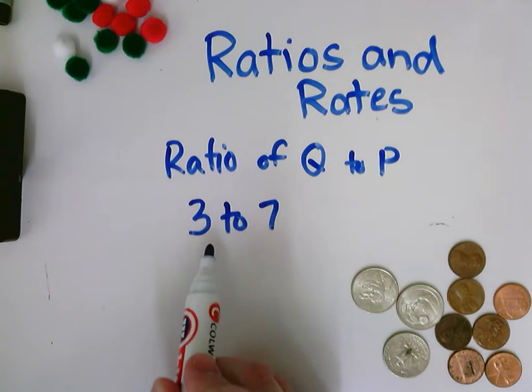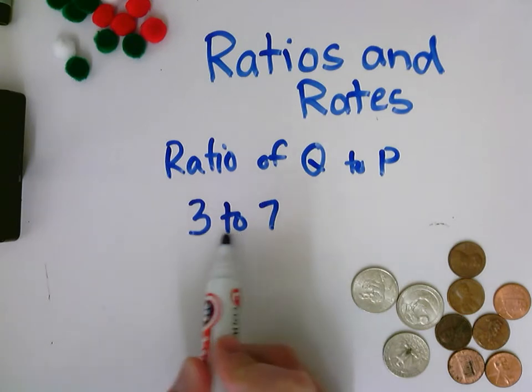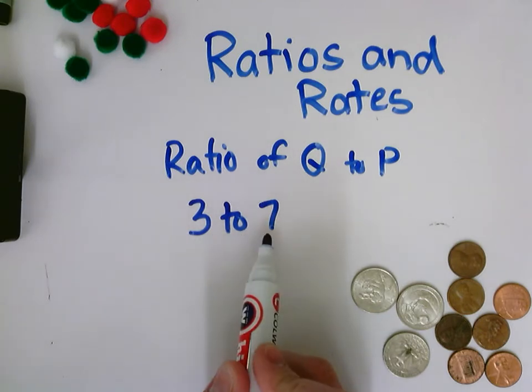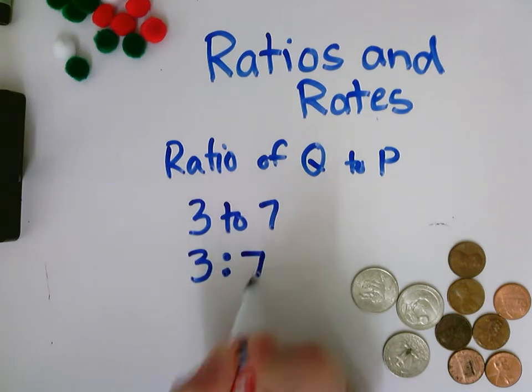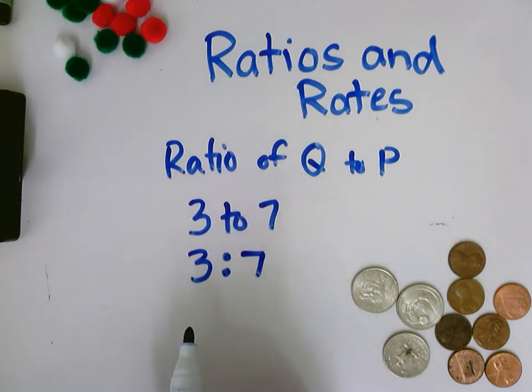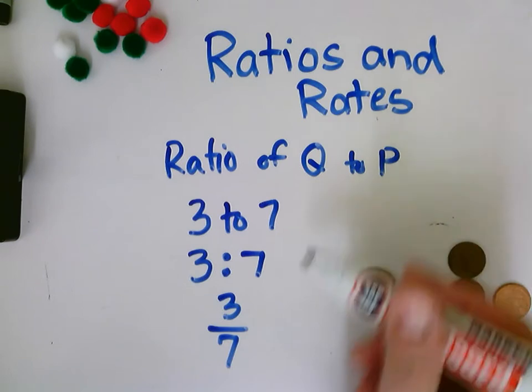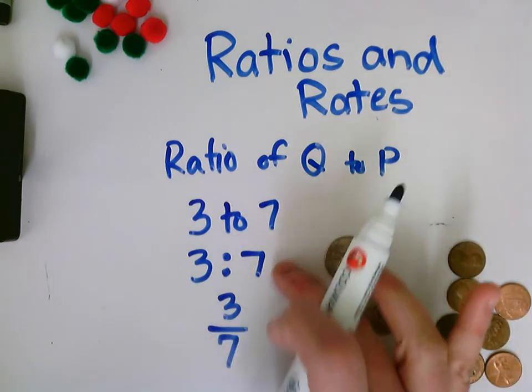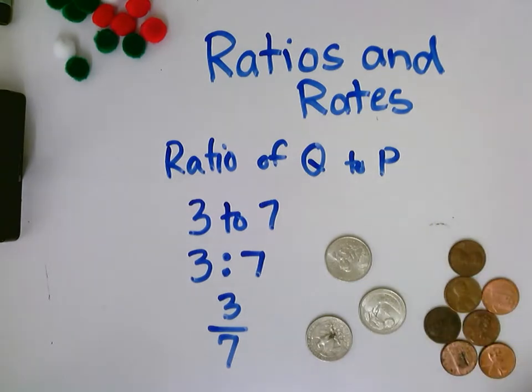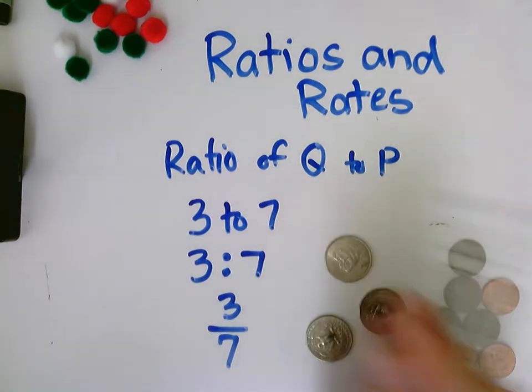So I can write my ratio in one of 3 ways. I can write it with the word to, 3 to 7. I can write it with a colon, 3 to 7. Or I can write it out as a fraction, 3 to 7. So here are the 3 different ways I can write my ratio. That's my ratio of quarters to pennies.